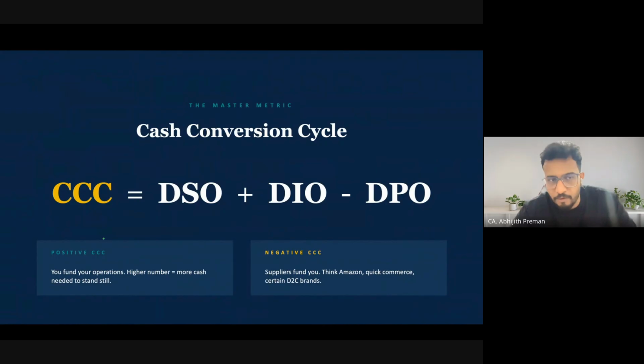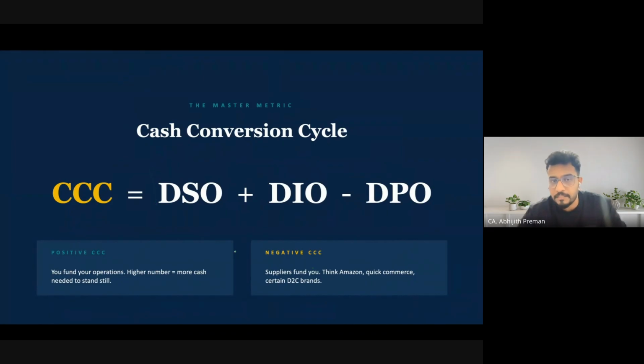If the CCC is positive, it means that you fund your operations. Higher the number is equal to more cash needed to stand still, because your customer pays you only after a while when you raise the invoice. There is a longer waiting period there. Your inventory stands in your inventory for longer days. And your creditors don't give you that much number of days of credit, so it is lower. So that is why it is positive.